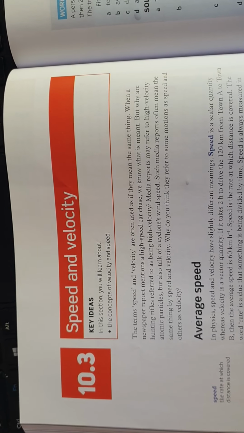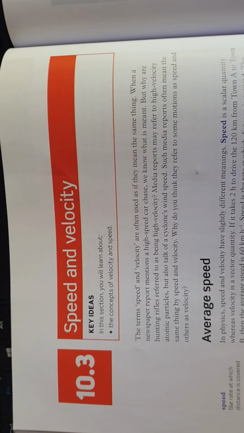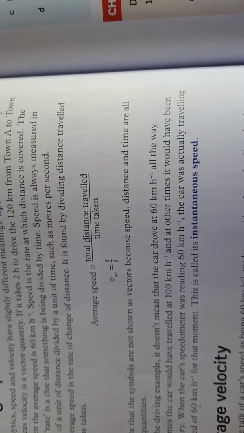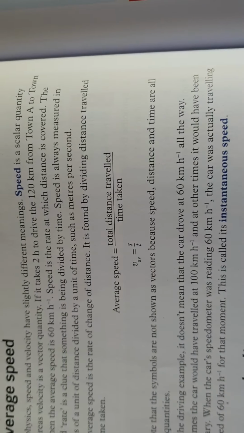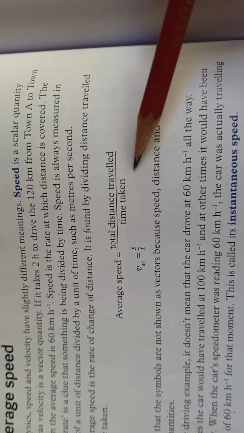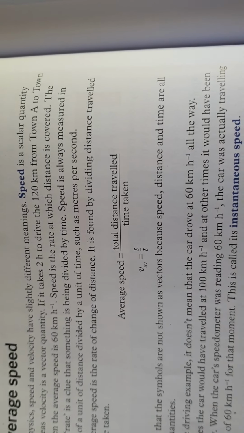Speed and velocity. As we said before, speed is the scalar, velocity is the vector, so there's a direction. And there's this idea introduced here of average speed. For average speed, you just need the total distance and the total time. It's the same with average velocity.